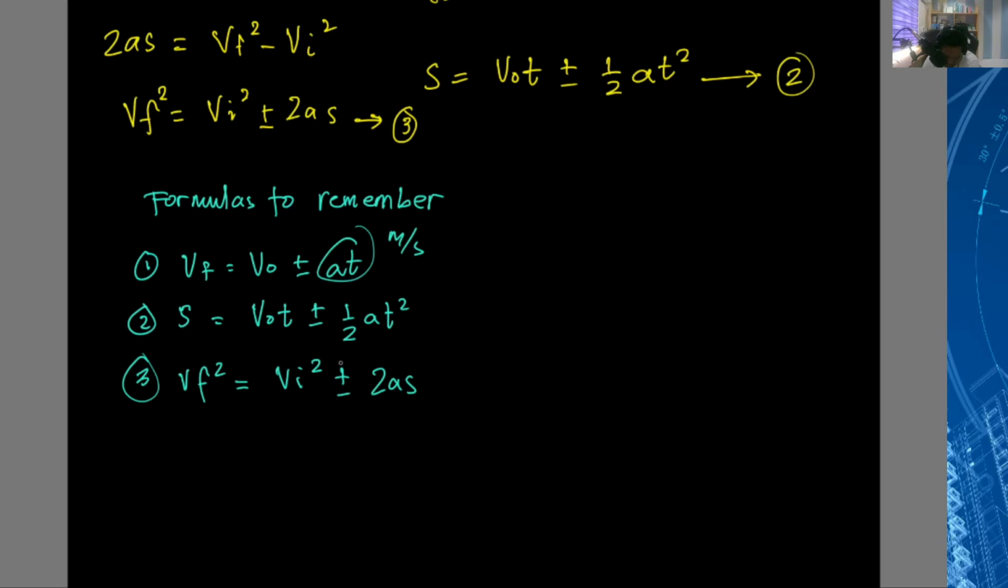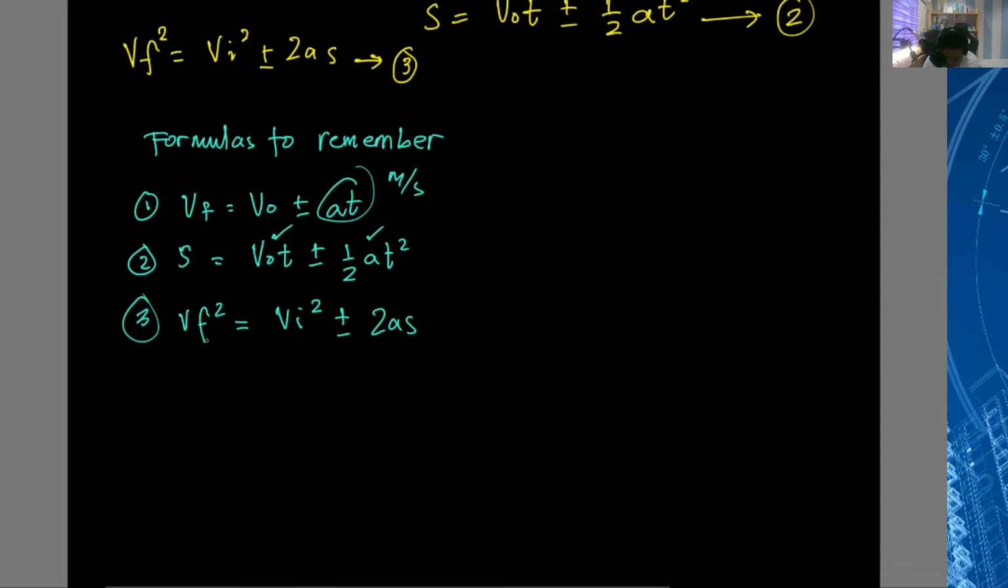For formula number 2, s is distance, so it might be in terms of meters or feet or kilometers. Let's examine the terms. V0t, velocity is meter per second, times time, so cancel out the seconds at the bottom. So meter, correct. Next is 1/2 at squared. A is acceleration in meter per second squared, times t squared, so cancel out the second squared at the bottom. What we have left here is meters. Okay, so correct.